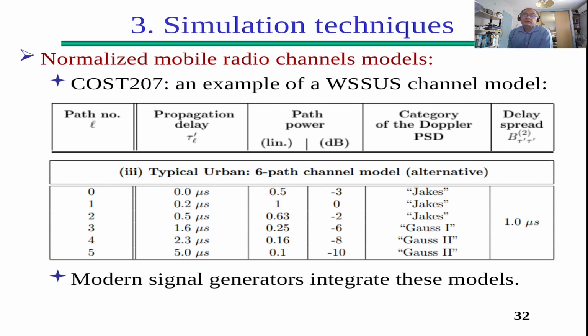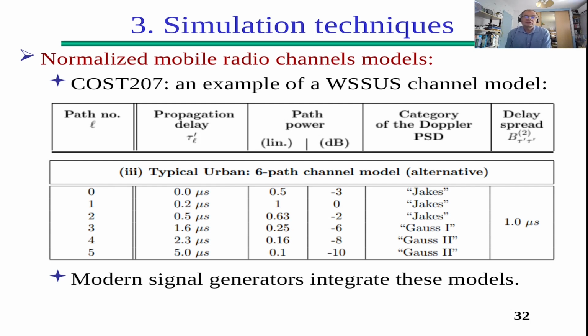So, for example, here I have a model called the typical urban. What the people who created this model did was carry out intense measurement campaigns in different cities in Europe, and they extracted the main statistical characteristics, and it has become this model.